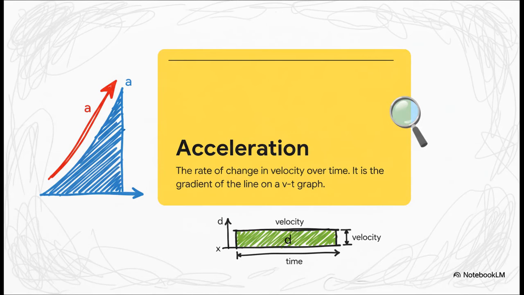So acceleration is just how quickly the velocity is changing, right? Well, on this graph, that is exactly what the gradient or the steepness of the line tells you. A really steep line means the velocity is changing fast, so you've got high acceleration. Think of a sports car just launching off the starting line. A flatter slope, that's a much slower, more gentle change.